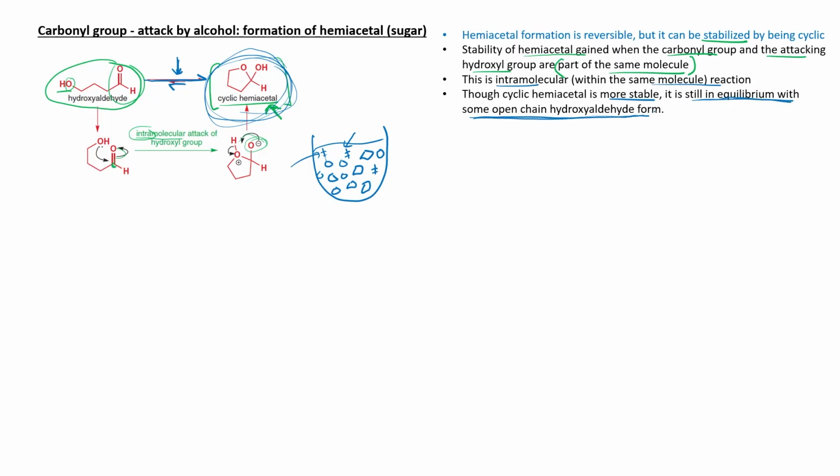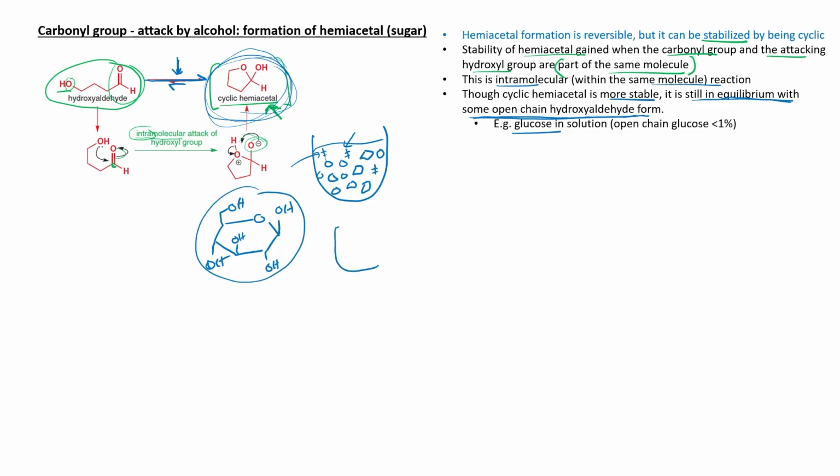For example, glucose in solution. We know glucose is like this. This is glucose. It has this OH, OH, and then this OH, this OH, and this OH. This is the glucose molecule in ring form. When you have sugar water, if you have a very powerful microscope, you can find that more than 99% of what is inside the solution is in ring form, but less than 1% you can still find in open chain form.